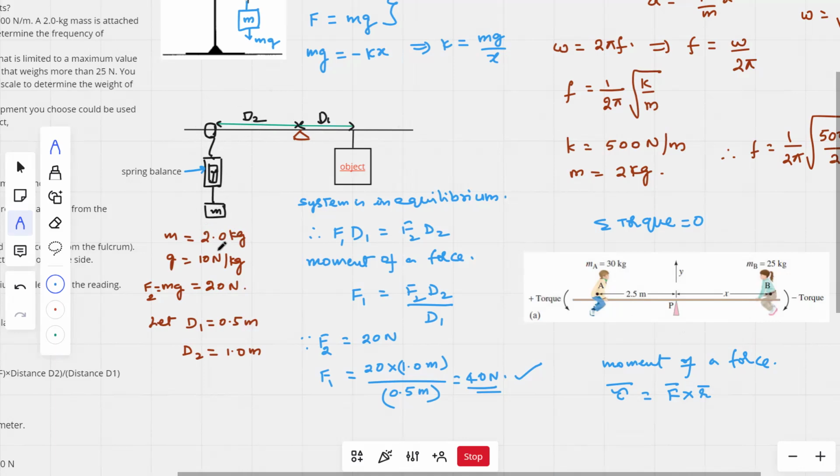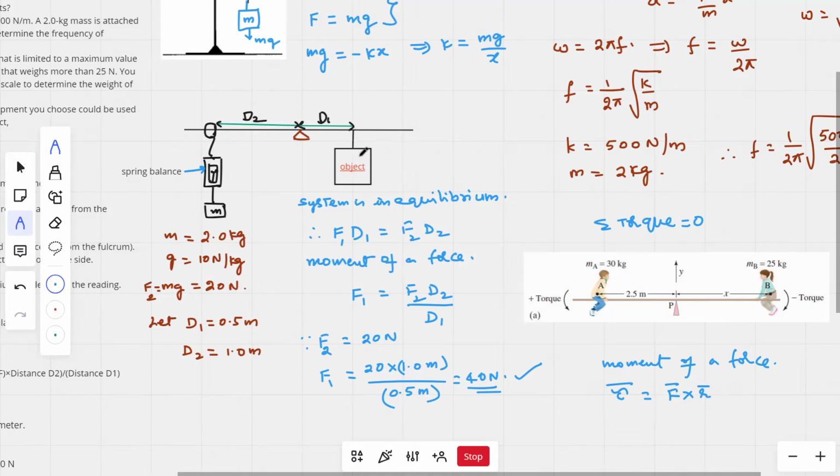Moreover, the 2 kg means it is 20 newtons only. Okay, not more than that. So it is within the limits. I hang that mass to the spring scale and then I hang the entire system on one side. And then this is the fulcrum. Fulcrum is the point where the ruler is hanging from the rigid support.